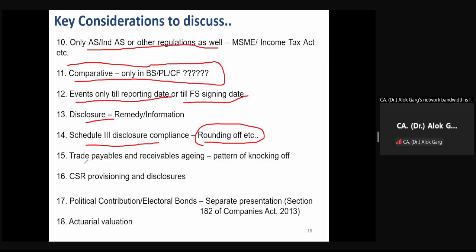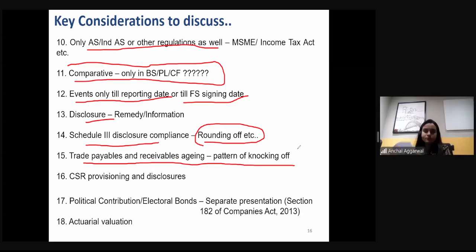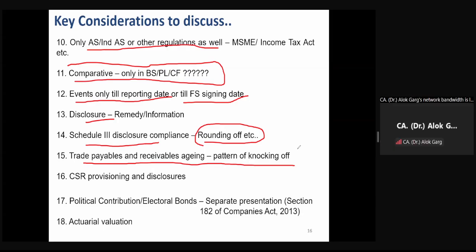Trade payables and receivables aging, right? It is a requirement of Schedule 3. In case of trade payables, you have to disclose what is not due and what is due, by the age of the dues: less than 1 year, 1 to 2, 2 to 3, and more than 3 years. In case of receivables, it is not due and due within 6 months, 6 to 12 months, 1 to 2 years, 2 to 3 years, and more than 3 years. This is the requirement for trade receivables.